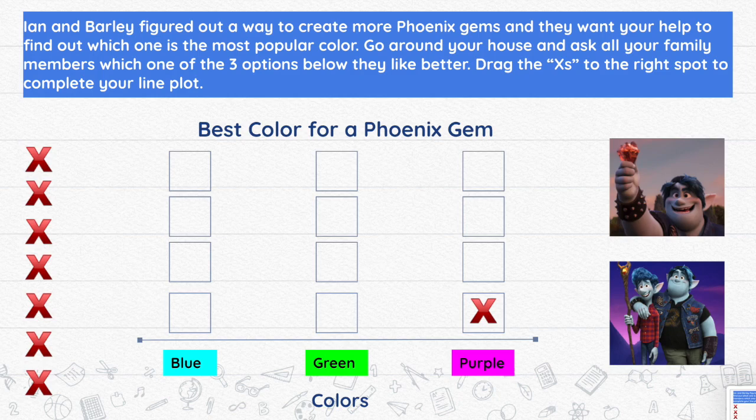There are 8 X's right there. If your family has 8 people, great, you're going to use all of them. If your family has less than 8 people, so you're not going to use all of them, and that's okay. It doesn't matter how many X's you use, as long as you ask everyone in your house and you bring the X's back to complete your line plot.